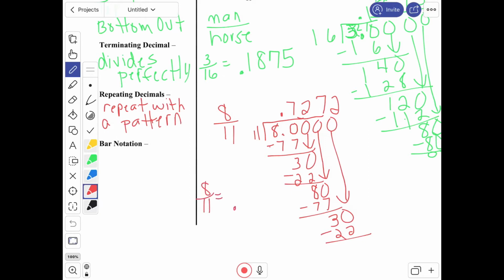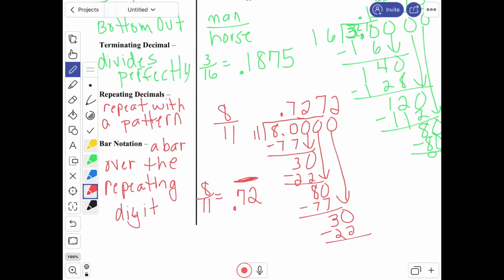So 8/11 equals decimal 0.7272 and so on. And we show that the 7 and the 2 are repeating by putting a bar on top. The bar has to go over what part of it is repeating. So the 7 and the 2 are both repeating. The bar has to go over both numbers. This is called bar notation, when we put a bar over the repeating digit, or digits.